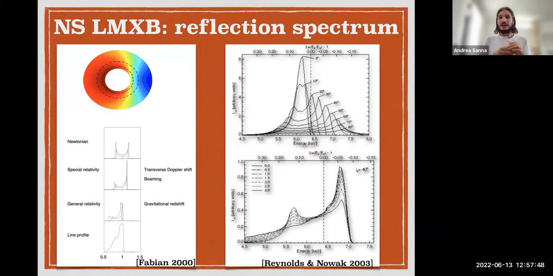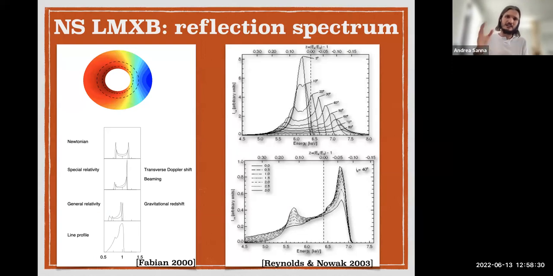So standard Doppler effect, combined with the fact that matter close to the neutron star can actually reach a fraction of the speed of light, so you have to include special relativity effects such as transverse Doppler shift, and so on and so forth. And then you have to keep in mind that you are very close to the neutron star, where the gravitational field is very strong, such that the gravitational well will tend to attract photons, and in order to escape they have to give some energy back, and this will create what is called gravitational redshift.